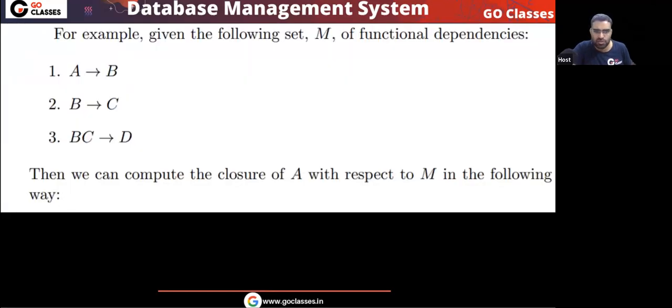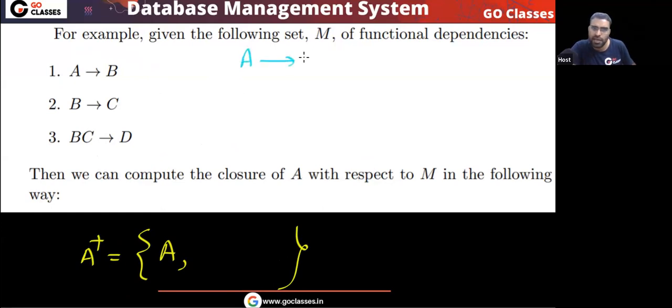Tell me the answer for this question. This set of functional dependencies is given to you. The question is asking the closure of A with respect to these functional dependencies. What can A bring? What is A plus? Can I say A will bring A? You can start at A. What is the reason? Because of reflexivity.